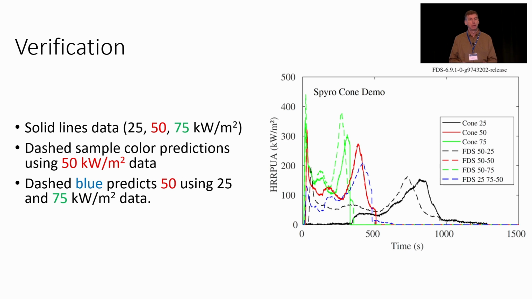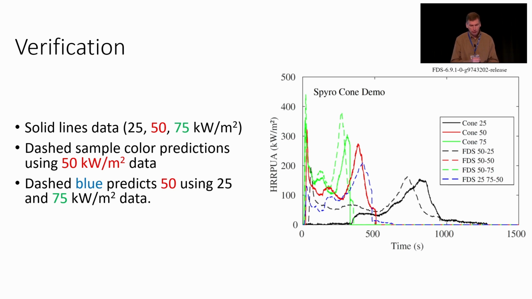But again, in order to use that data, you have to have these scaling rules in FDS, because the cone data that you find online is not always complete. You might have it at one heat flux or one sample thickness. So the machinery that has been built into FDS will adjust for that. And here's how things were done.